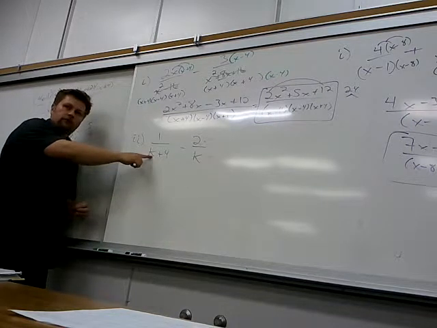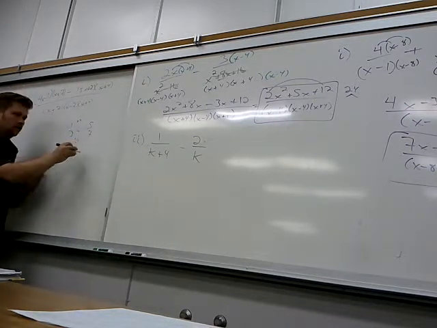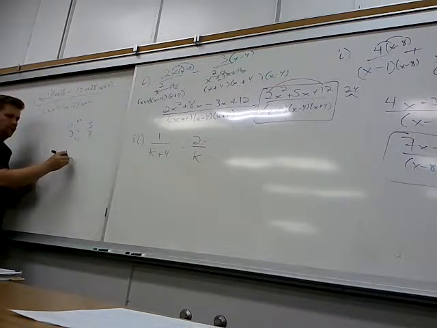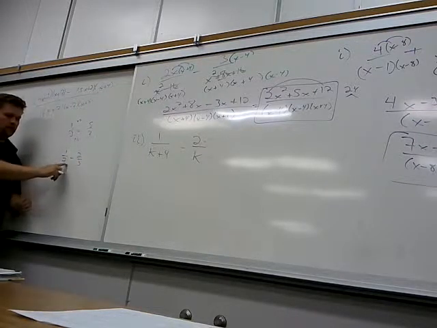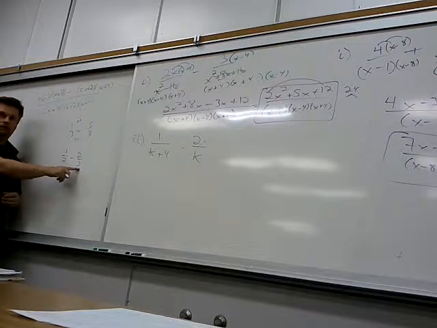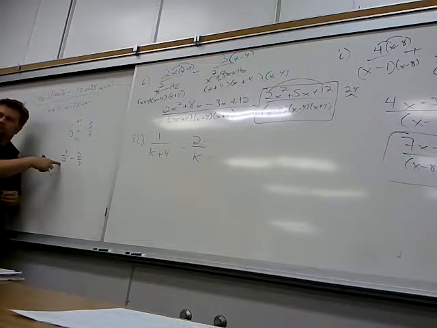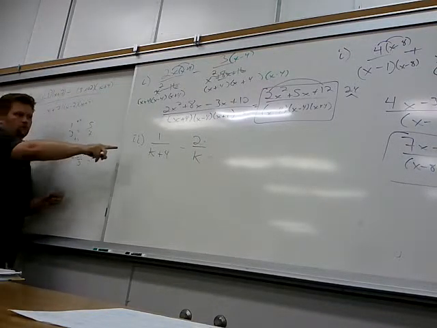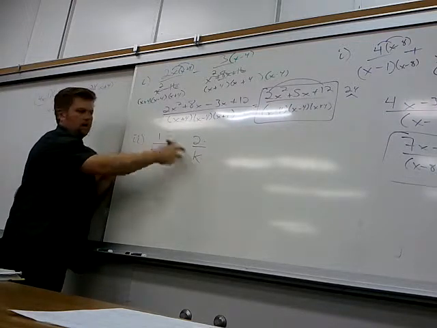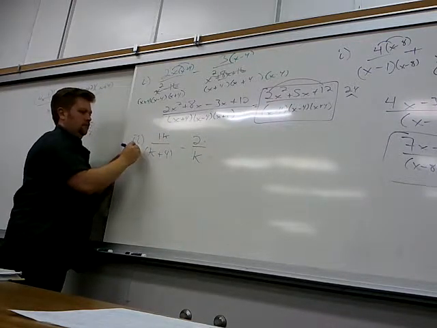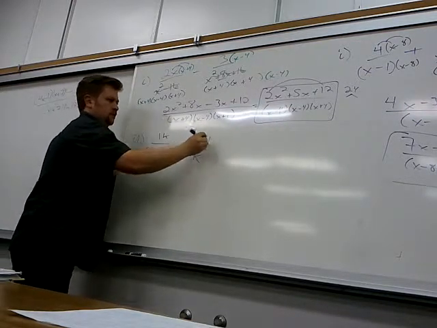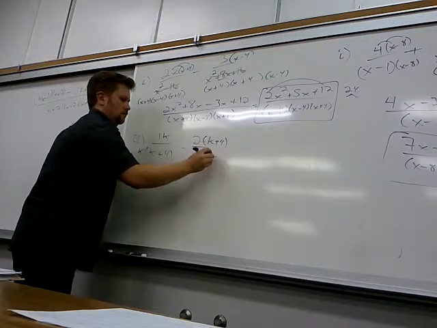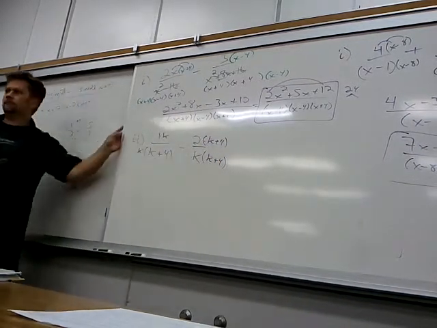If k was 3, play with me for a second. If k was 3, this would be 1/7 minus 2/3. Do these have anything in common? No. So what's the LCD? 7 times 3. He's missing him. He's missing him. So what does he need? K. And what's he need? K + 4. Now the bottoms are the same.